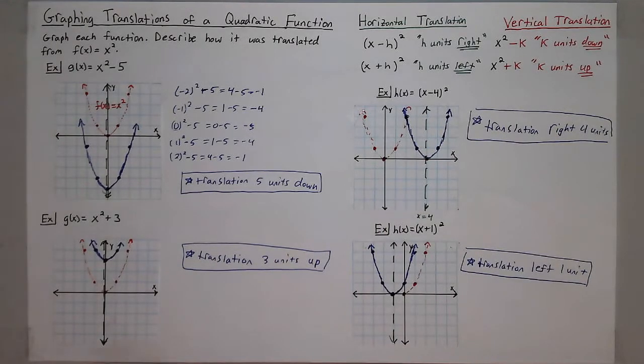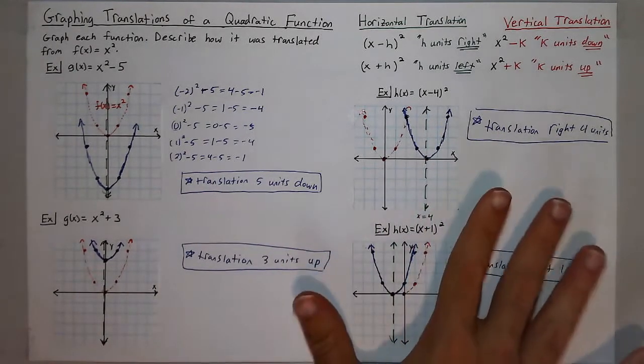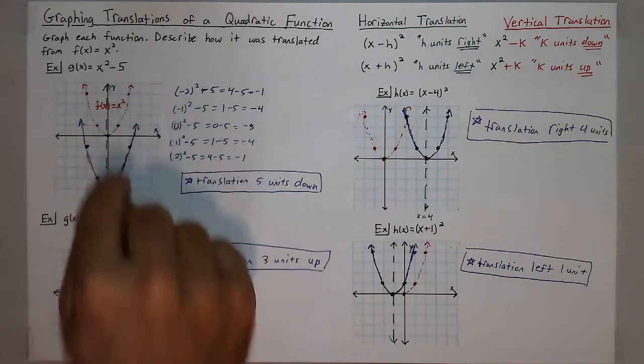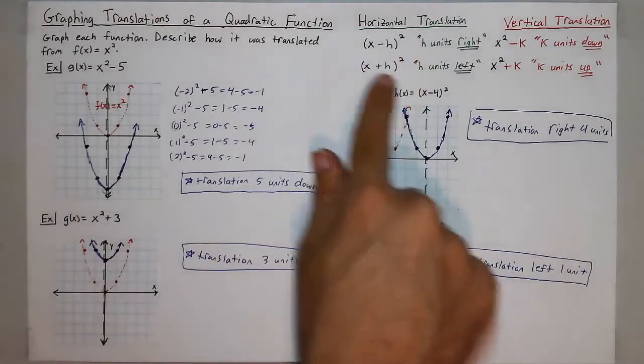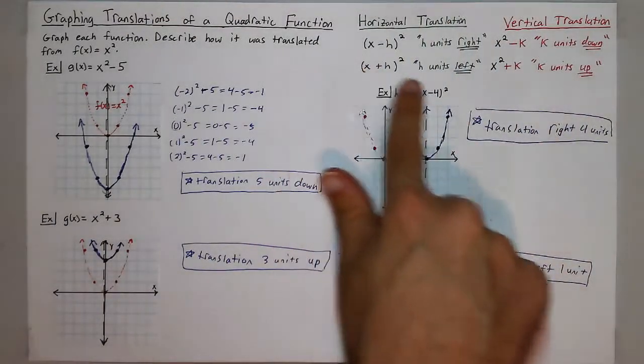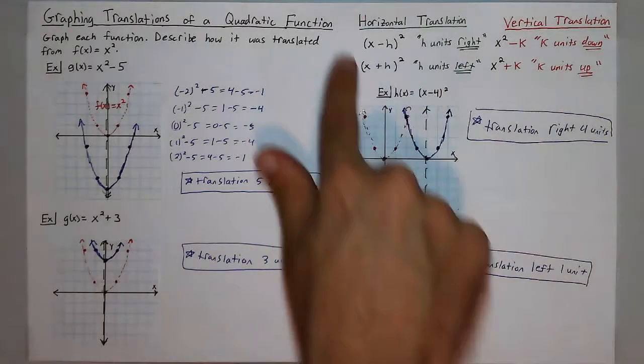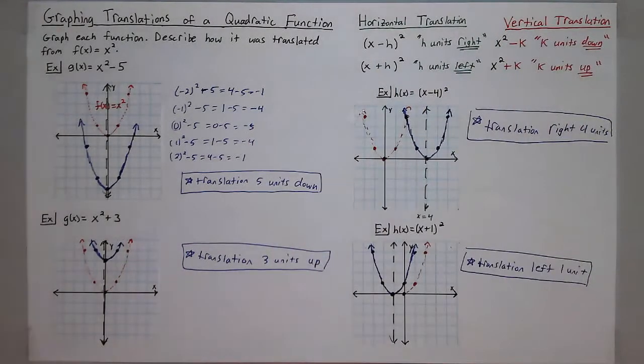Now lots of things take place here, but the big thing you need to notice is that we just shift every point with a translation. And this can work on all functions, and you'll start to see a really clear pattern as we go through all these functions throughout the semester. And that is how you graph translations of a quadratic function.